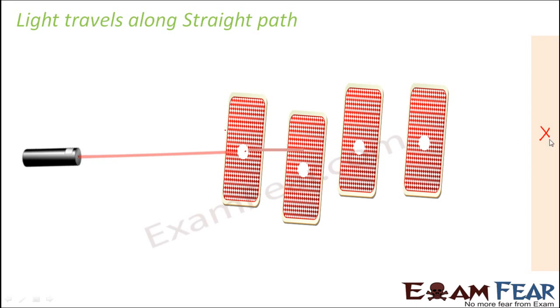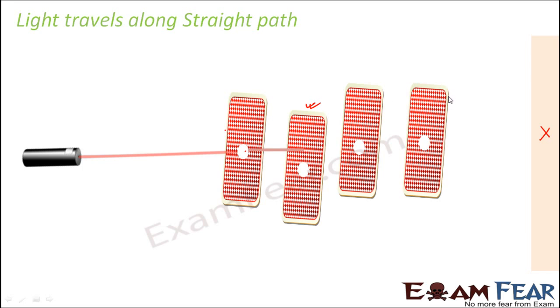So where did the light get blocked? The light got blocked at the second card itself, because the light came through this hole, it came here, but then the card is not allowing light to pass through it. So the light got blocked, and it could not go to the third and the fourth card.